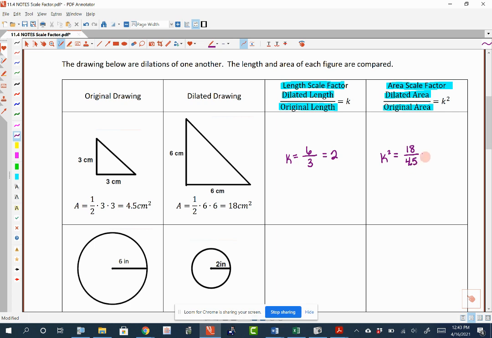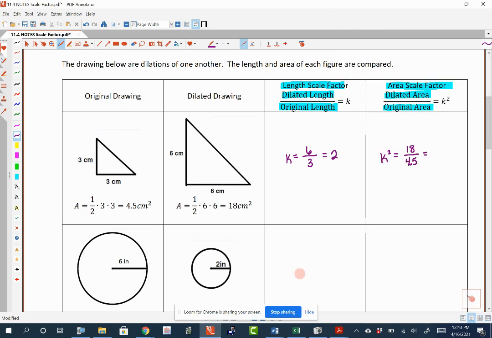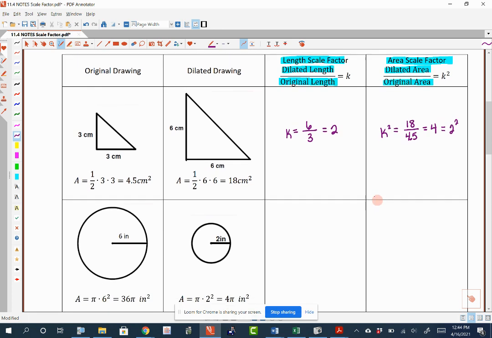Now, just because this is with decimals, maybe we want to grab our calculator really quick and take that 18 and divide it by 4.5, which gives us a 4. One thing I do want to point out is we're finding K and K squared, so there should be a relationship between these. If I take 2 and square it, I do get that 4. So we're seeing that relationship for K and K squared. If I want to know the relationship for area and I know the relationship for length, I can just square that. So we should see a similar thing happen with triangles.